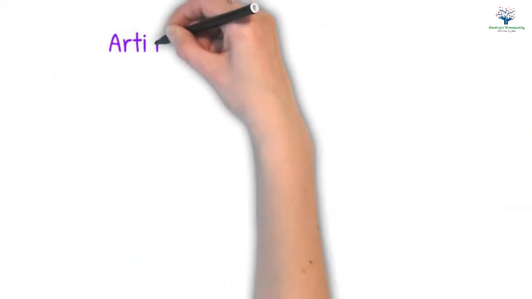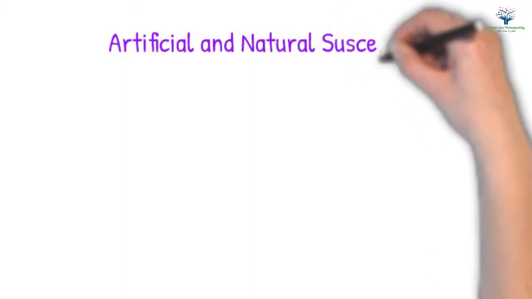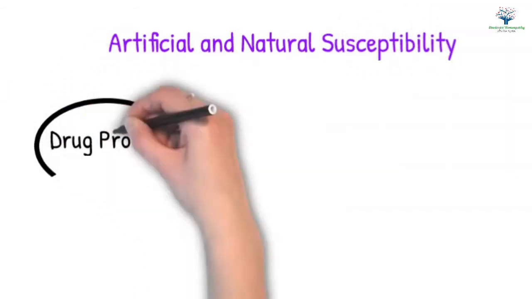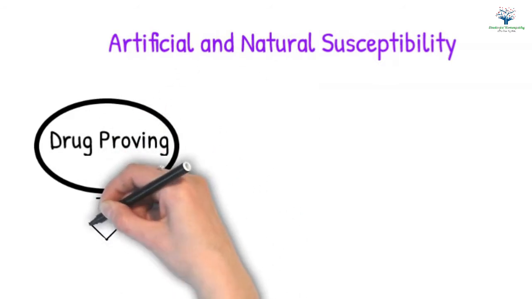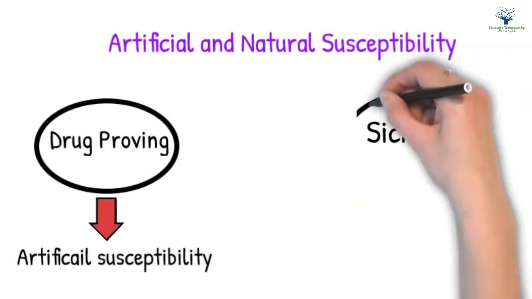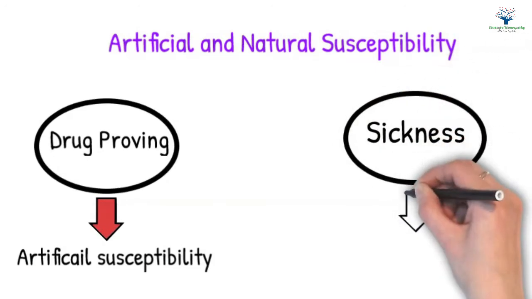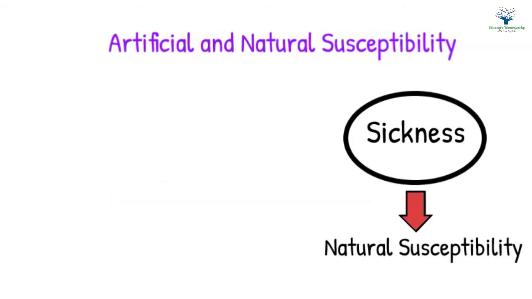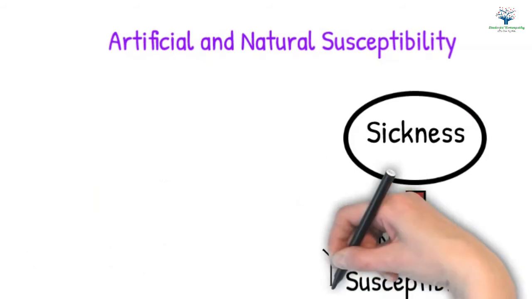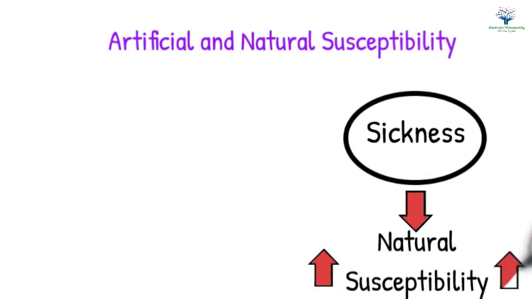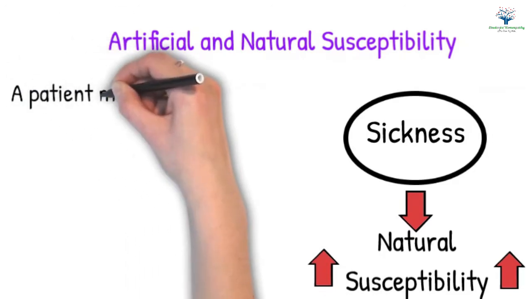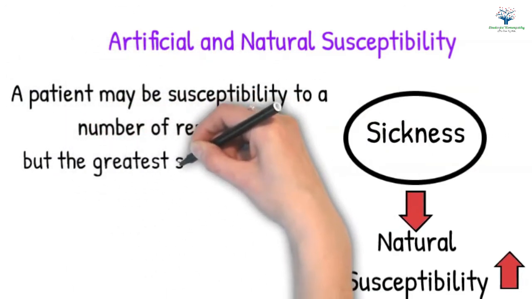Next, coming to artificial and natural susceptibility. In homeopathic drug proving, the action of the remedy on a healthy individual produces an artificial susceptibility, whereas the susceptibility of the sickness is the natural susceptibility. The application of the homeopathic remedy in sickness satisfies this natural susceptibility, and the susceptibility is greatly increased or accentuated in sickness. No matter how little reaction of the remedy develops in the proving on a healthy individual, the susceptibility is greatly accentuated in sickness. A patient may be susceptible to several remedies, but the greatest susceptibility is manifest in the most similar, in other words, the similimum.